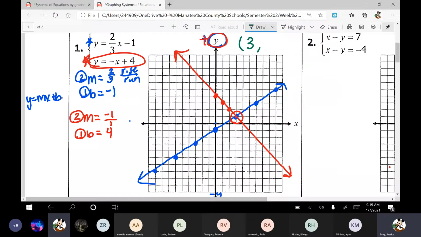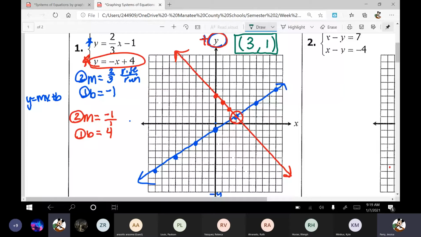And then we're going to move up or down. For this one, we need to move up 1. And if you move up, that's a +1. So for number 1, your solution, your answer would be 3, 1. The ordered pair, the coordinate point of 3, 1. And they're both positive.